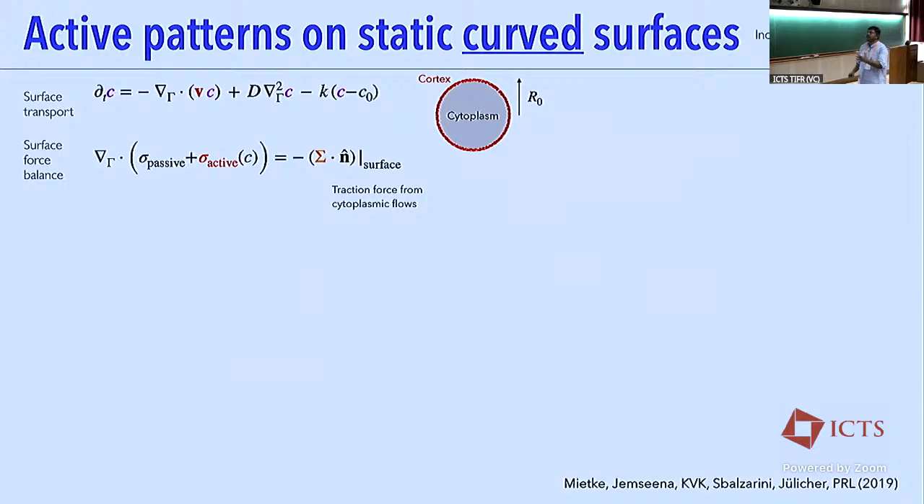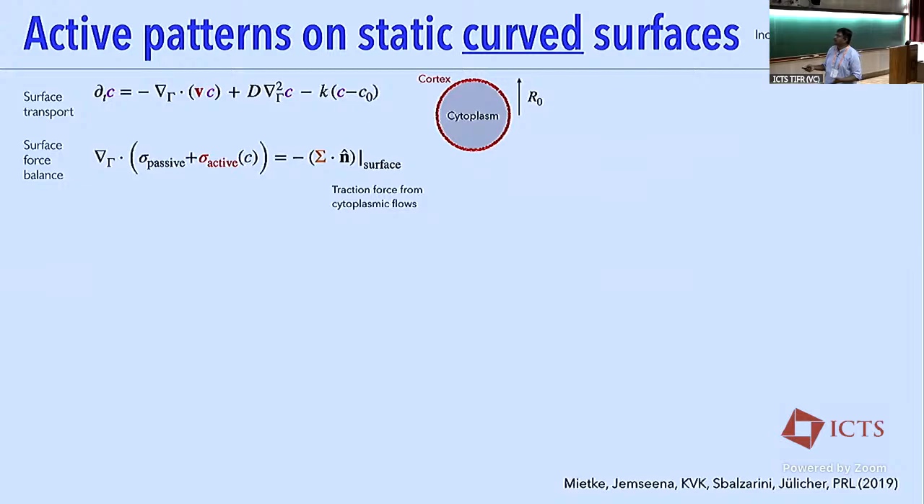You want to think about geometry where there's some non-trivial curvature as well in the game. I take the same model, that is a concentration field C defined on the surface of the cell. Remember, the red is the cortex of the cell. I have advection, diffusion, simple linear turnover. I write down force balance on the surface of the cell. There are the passive stresses, there are active stresses. And I say I'm going to include the cytoplasm as well.